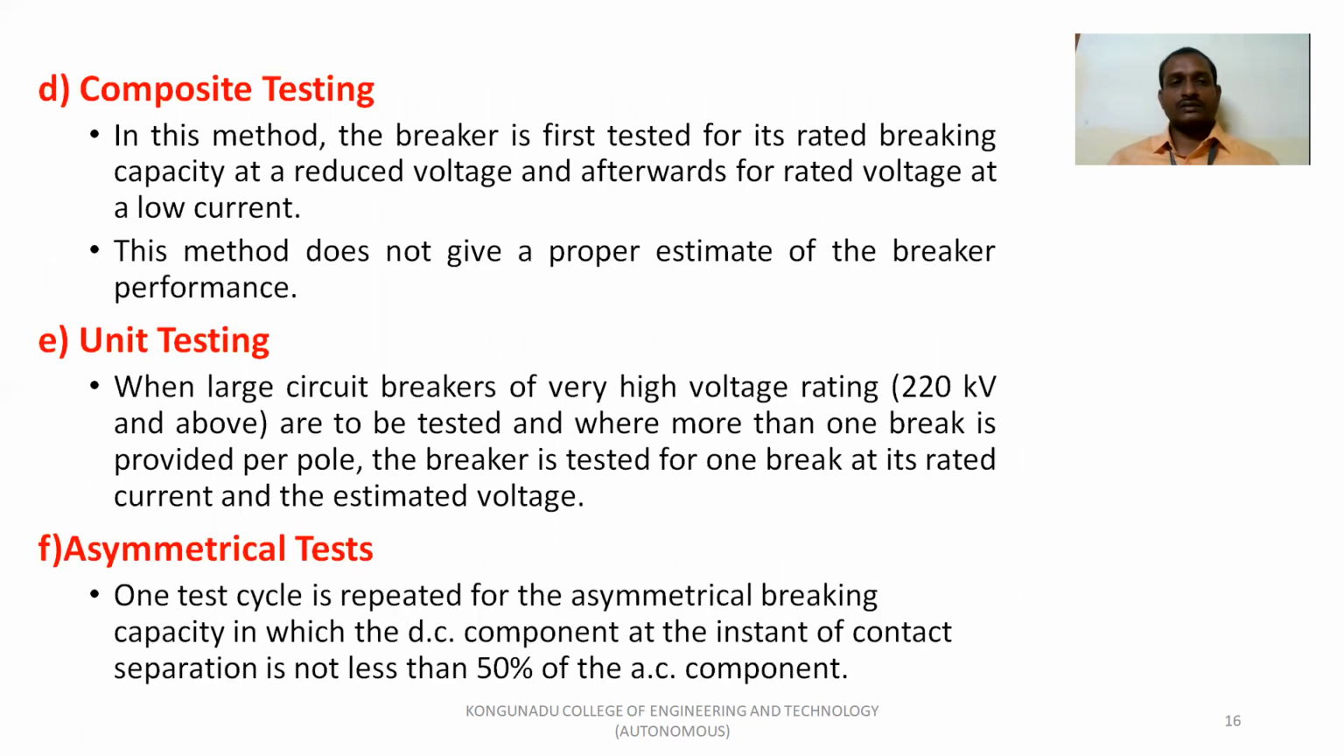Composite testing: here we test the rated breaking at low voltage level and then at rated value. Unit testing means the breaker is tested for one break at its rated current and rated voltage. Asymmetrical test: one cycle is repeated for the asymmetrical breaking capacity, in which the DC component at the instant of contact separation is not less than 50% of the AC component.